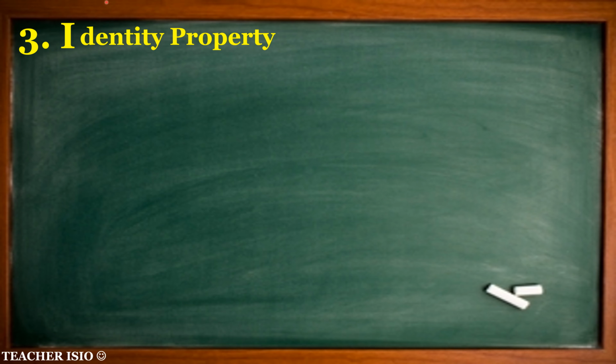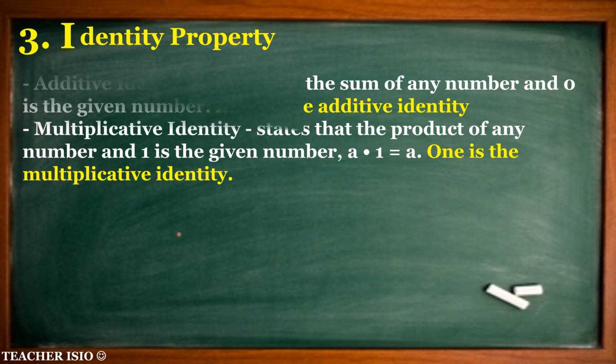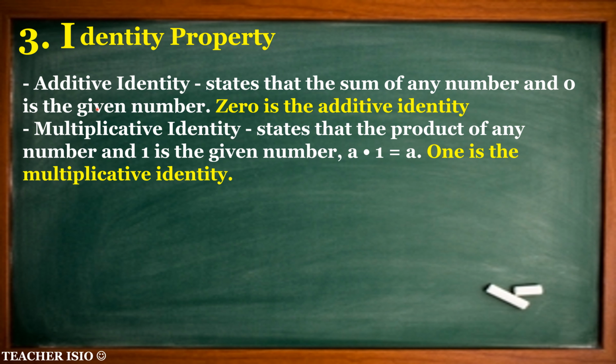So, I stands for identity property. Additive identity states that the sum of any number and 0 is the given number. So, 0 is the additive identity. In short, since identity siya, dapat yung makuha nating answer is same lang sa ating given. So, para same lang yung value, just add 0. 0 is the additive identity. So, 0 yung ina-add natin para ma-remain or mapanatili yung value.